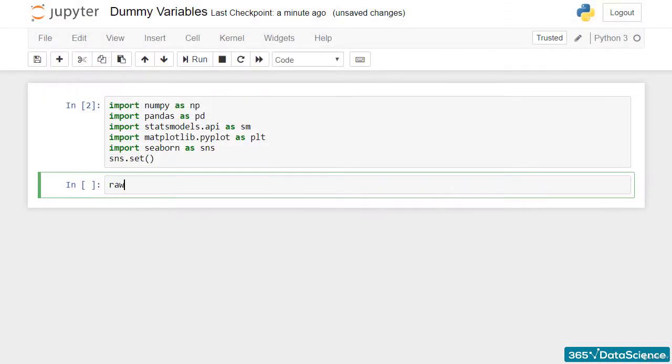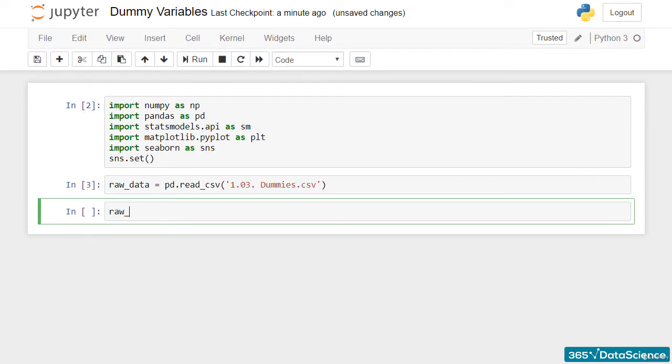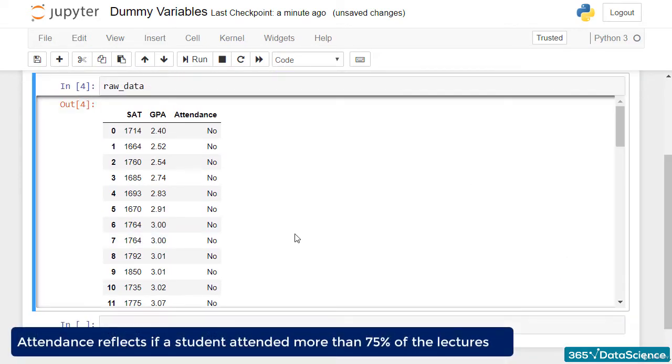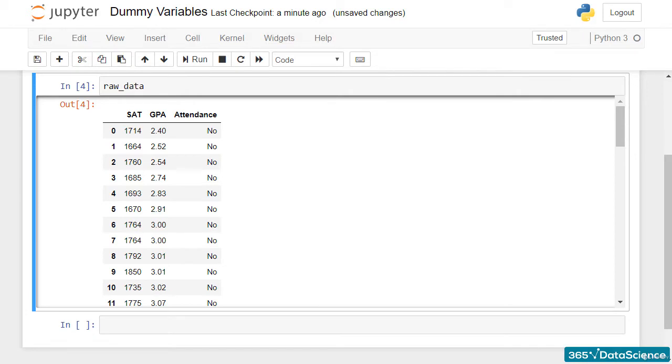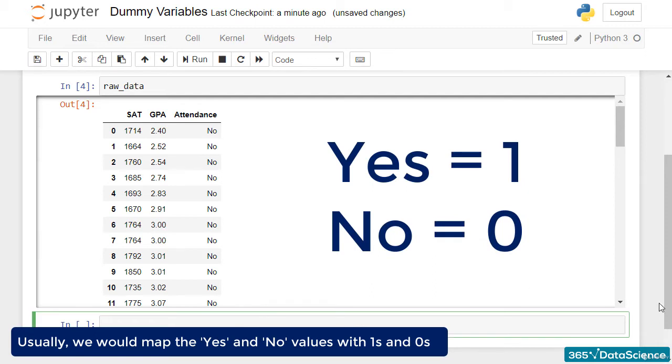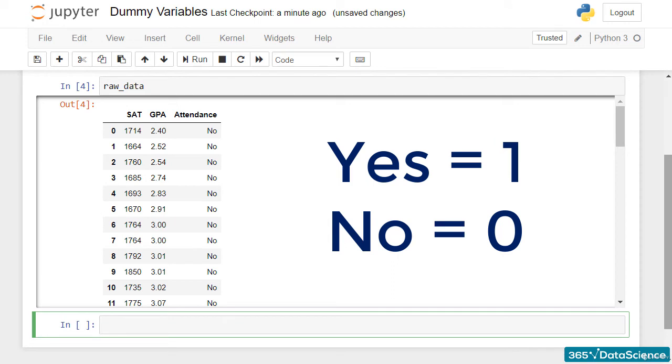I'll load the file 1.03 dummies.csv into the variable raw data. As you can see, it contains a third column, attendance, which reflects if a student attended more than 75% with two possibilities, yes and no. What we would usually do in such cases is to map the yes and no values with ones and zeros. In this way, if the student attended more than 75% of the lessons, the dummy will be equal to 1. Otherwise, it will be a 0. So, we will have transformed our yes and no question into zeros and ones.